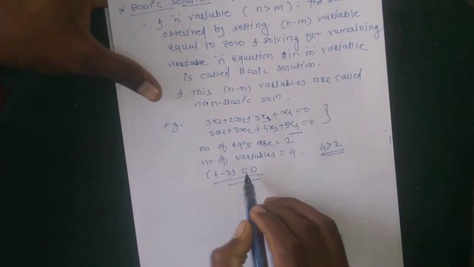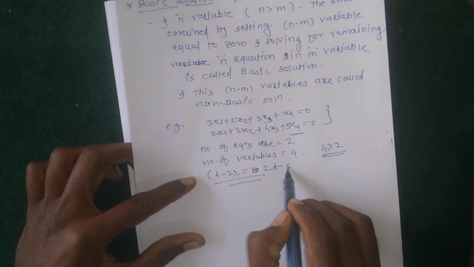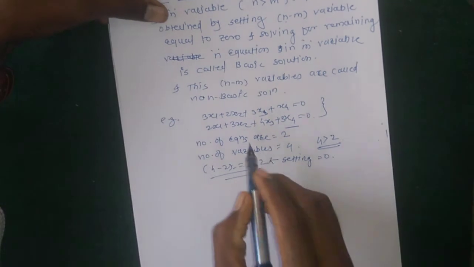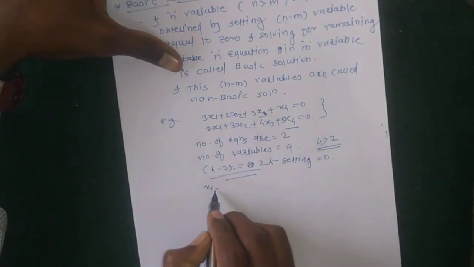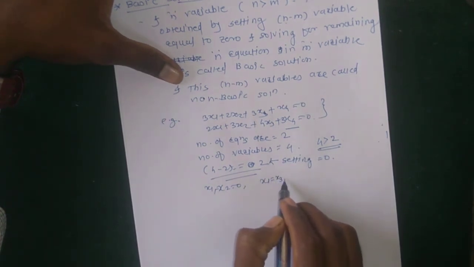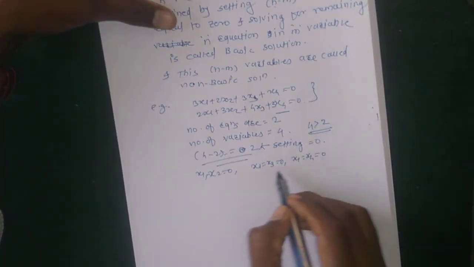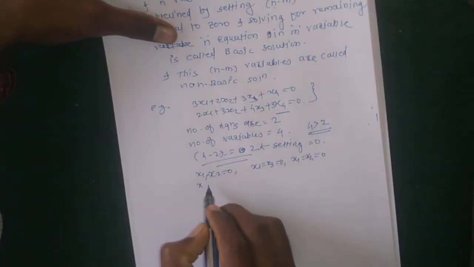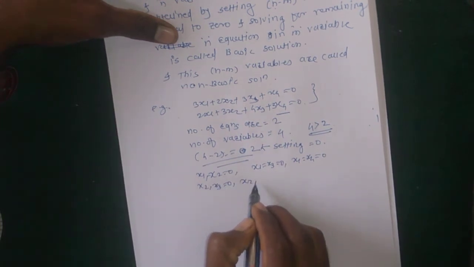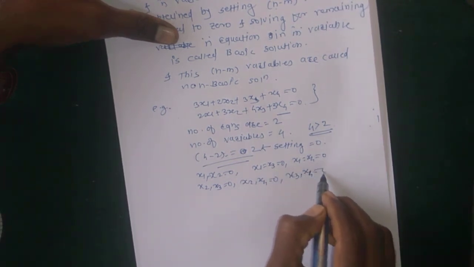That is, setting 2 variables equal to 0. Suppose x1 and x2 are equal to 0, this is one condition; then x1 and x3 equal to 0, then x1 and x4 equal to 0. These are 3 conditions. Then the next conditions are x2 and x3 equal to 0, then x2 and x4 equal to 0, and lastly x3 and x4 equal to 0.